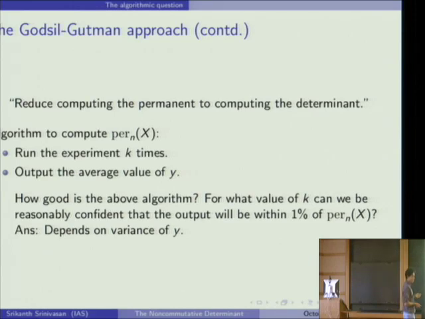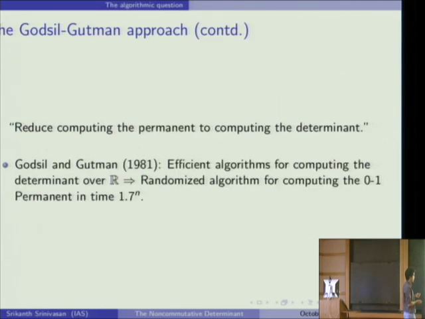Yeah, so it's not clear what the variance of this random variable is. So I'm just going to tell you what it is. What Goetzel and Gutmann showed is that in fact the variance of this random variable is something like 1.7 to the n. So we need to run this algorithm that many times to actually be reasonably confident that we are getting a value close to the permanent.